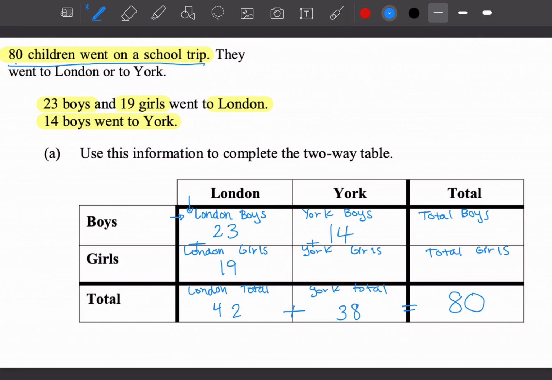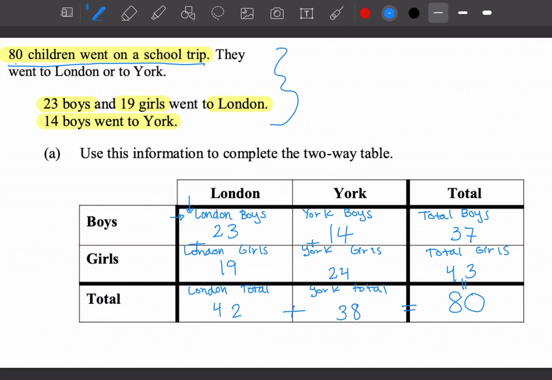14 plus what number gives me 38? That would be 24. Then I'm going to look, and I'm going to see 23 plus 14. That would give me 37. And then 19 plus 24. That would give me, let's see, 3, carry the 1, 43. And then that works because I know that 37 plus 43 gets me to 80. So I know that these are also equal to one another as well. So we just filled in a two-way table after being given some verbal descriptions.